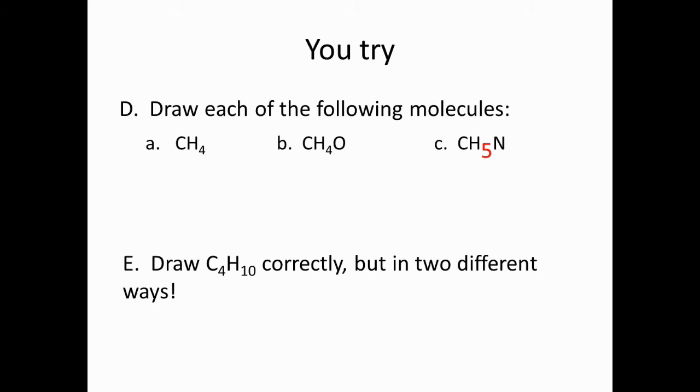Alright, so then you had to draw each of these: CH4, CH4O, CH5N, and C4H10. And so for each of these, for the carbon, it's just 4 lines surrounding that carbon and a hydrogen on each of those. Here, you have to start with the carbon, connect it to the oxygen, and then there's 3 hydrogens around the carbon and 1 hydrogen off of the oxygen. For the CH5N, you start with your carbon and attach it to the nitrogen, and then there's 2 more hydrogens off of the nitrogen and 3 hydrogens off of the carbon.